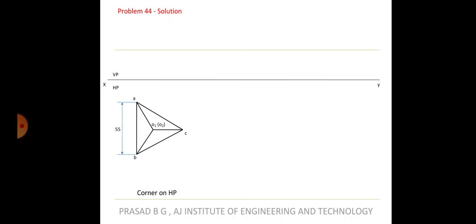Now you have to understand, you already know this, but I'm still repeating it. O1C is the edge, right? That is the edge which is parallel to the XY line. So you have to take O1C as 55 mm, not O1B or O1A. It has to be O1C in this case. So you will project it upwards.